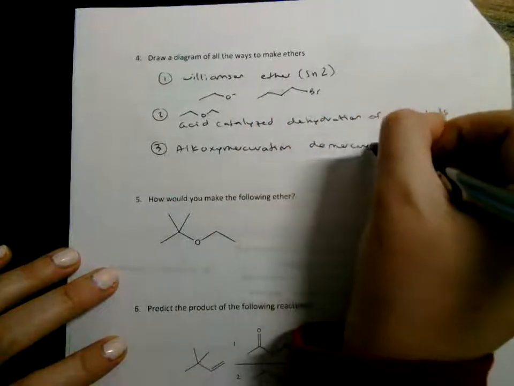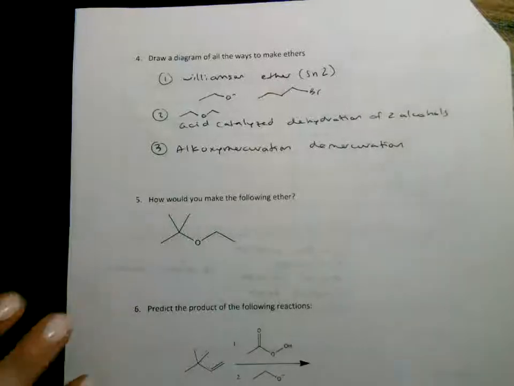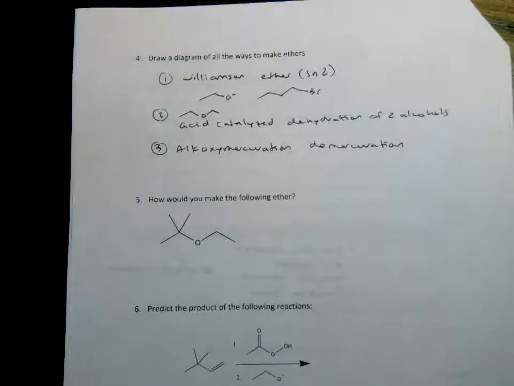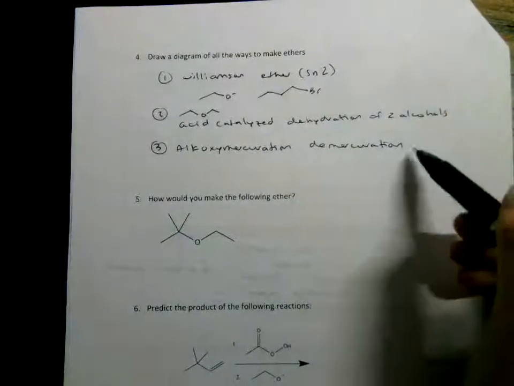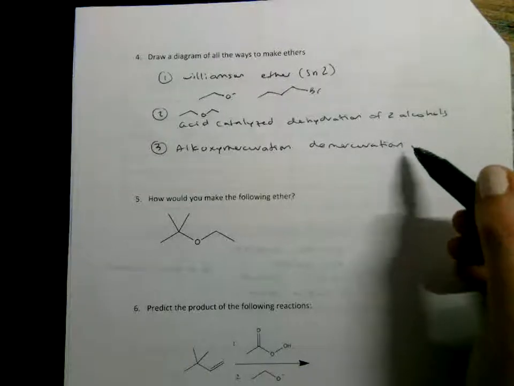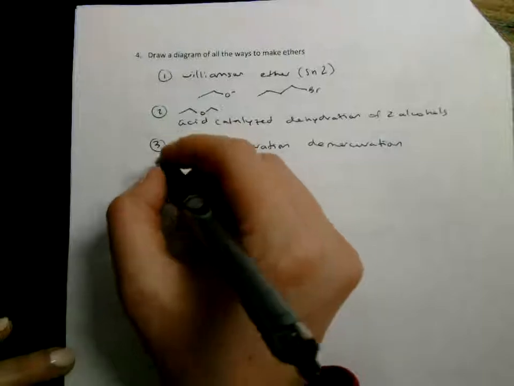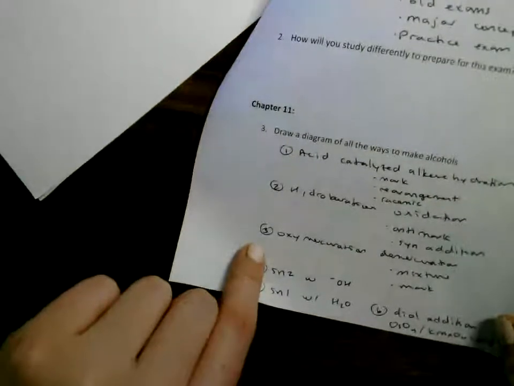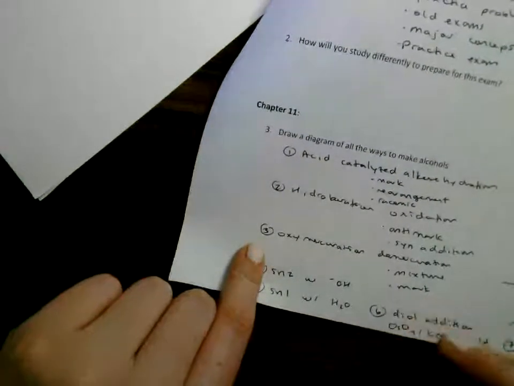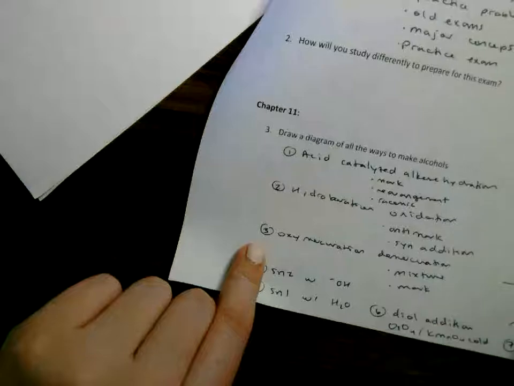Demercuration, which is just using alcohol instead of water as your solvent. You can use alcohol as your solvent, and that makes an ether. So basically, it's just like this reaction, oxymercuration, demercuration, but instead of using HgOAc and water, you use HgOAc and alcohol.